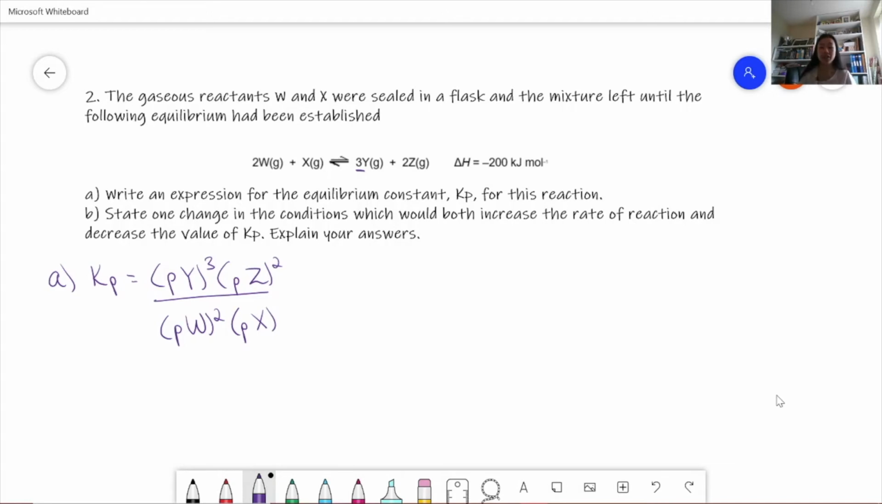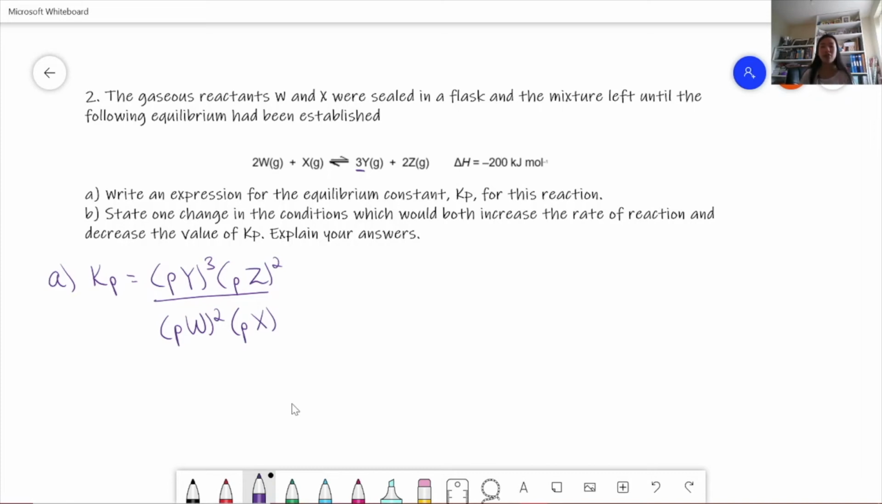And that's our expression. So for B, state one change in the conditions which would both increase the rate of reaction and decrease the value of Kp, and explain your answers. So first let's think about Kp, and we know that only 2 things can change the value of the Kp, and that is either changing the temperature or the pressure. And that's because if we change concentration and use a catalyst, it doesn't change the value of Kp. And so we've only got 2 options.